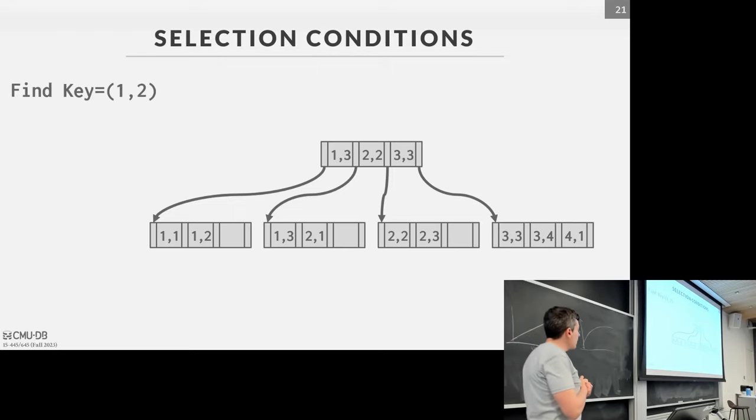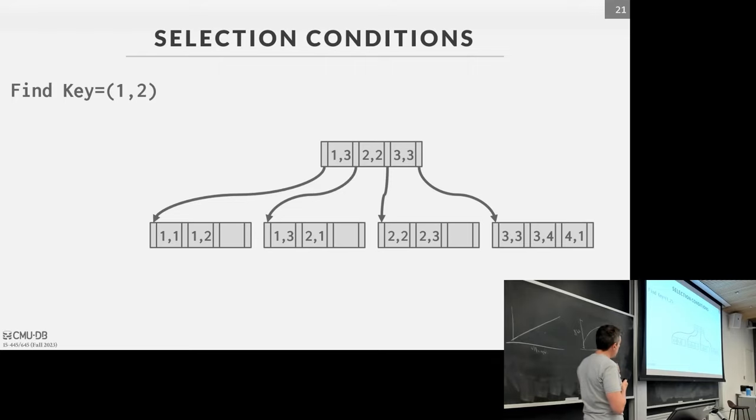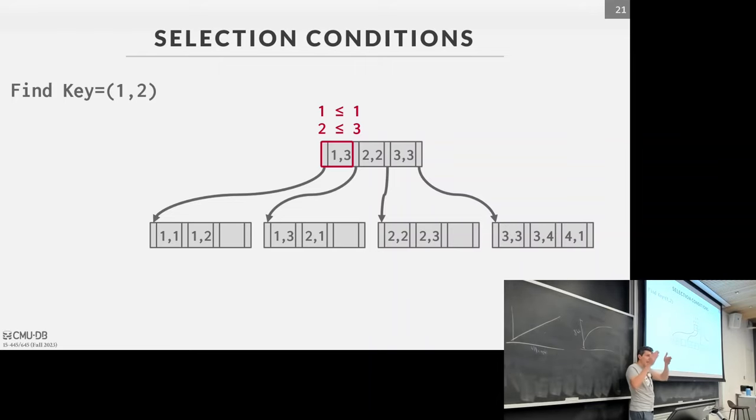All right, so again, say I have my index on A and B. If I want to find key 1 and 2, I use my guideposts and essentially just look at the parts of the key in sequential order. So first I check, is 1 less than or equal to 1, and then I check whether the second part, 2, is less than or equal to 3, and that tells me I want to follow down to this node here, and then I can find the entry I'm looking for.